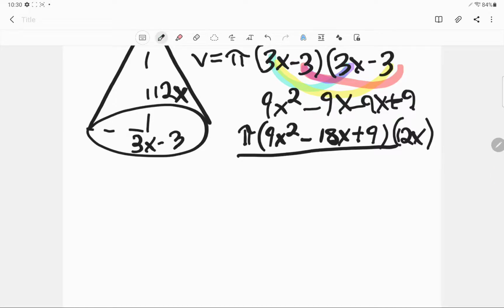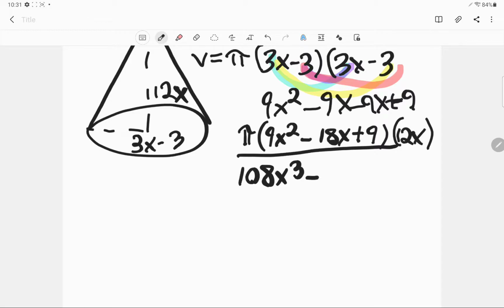Just make sure you have a calculator for a reason. These are very big numbers, so some of them are going to be quite big. So just bear with me, but it all works out till the end. So whenever I multiply 9 times 12x, I'm going to get 108x cubed.